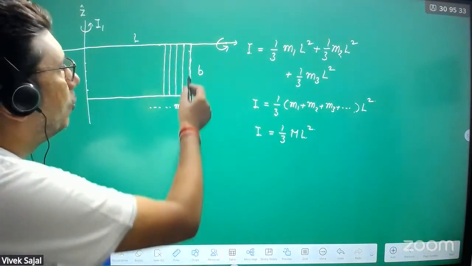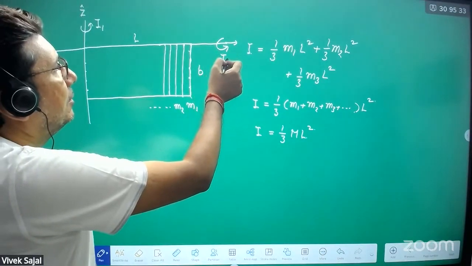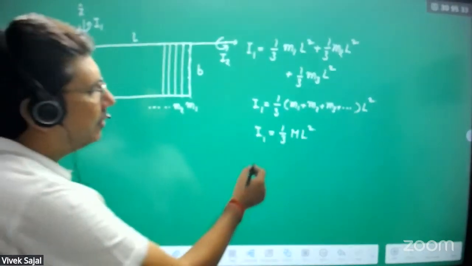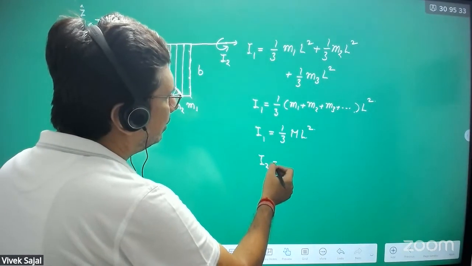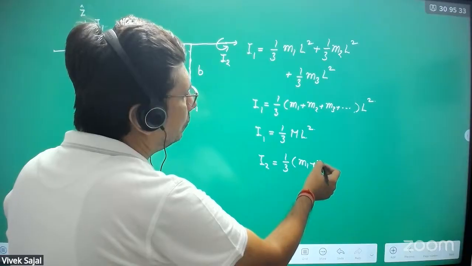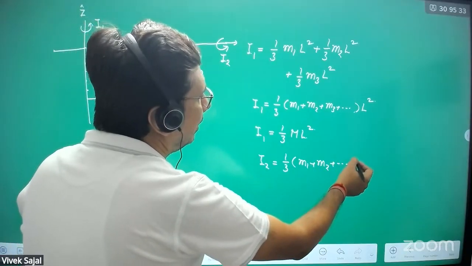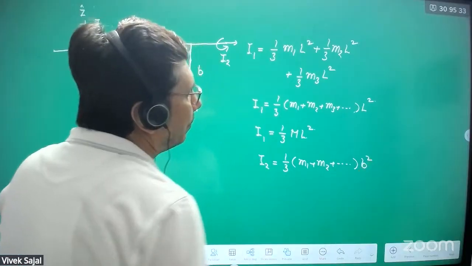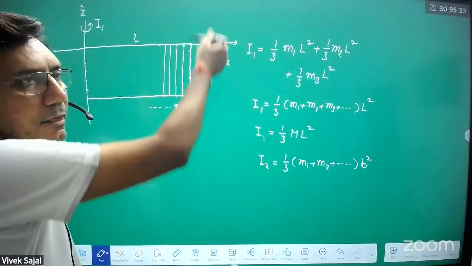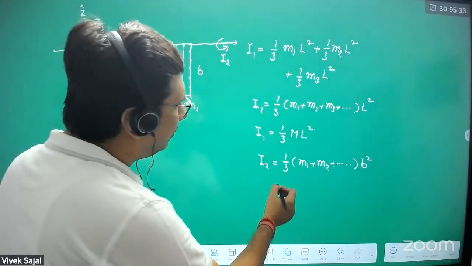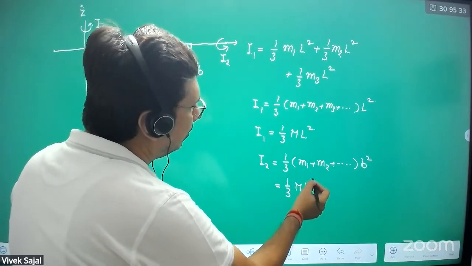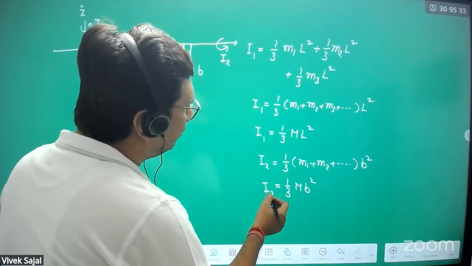So what will be the moment of inertia about this? I'm saying this is I2, and this was I1. I2 will be again 1 by 3 times M1 plus M2 and so on, and this time it will be B square, because the length of each rod now corresponds to the breadth of this rectangular plate. So this will be 1 by 3 M B square. This will be I2.